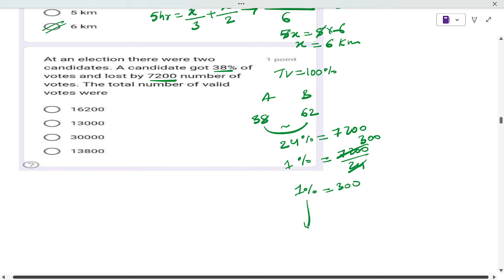That means 100% will be what? 180 total votes to 100%. So 100% will be what? 300 into 100 will give us 30,000. So 30,000 is the answer.